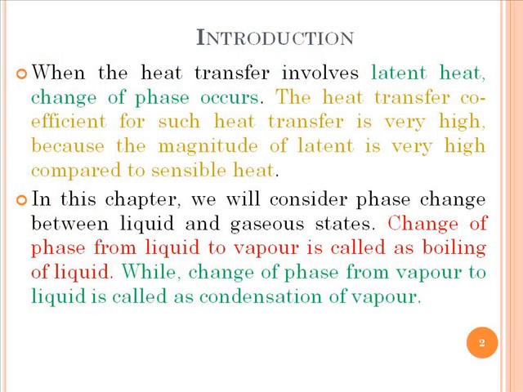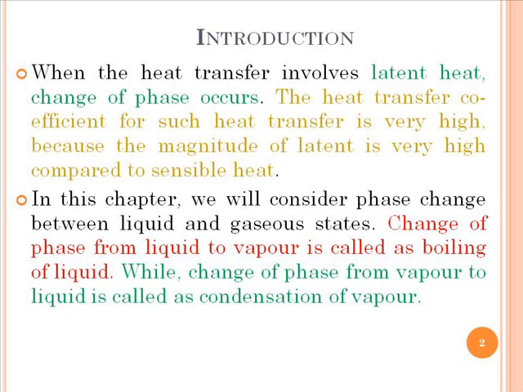Well friends, we know that whenever latent heat is involved, there is a phase change. If we are talking about sensible heat, then sensible heat can be sensed on the T-S diagram. But whenever we are talking about latent heat, it cannot be sensed on the T-S diagram. It is a horizontal line.